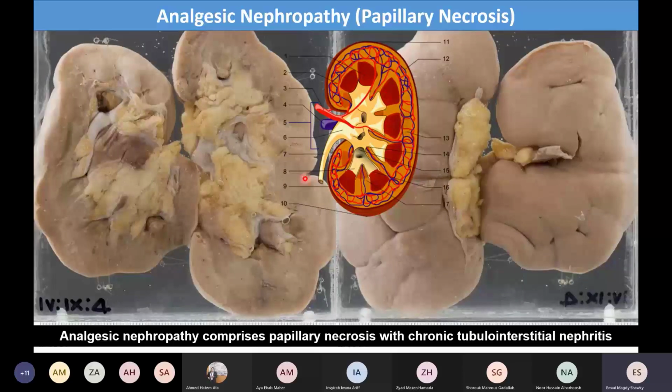This is the gross picture of this change. Do you see the effect? Do you see the harm? It is not a simple thing. It can lead to chronic renal failure and end-stage disease.